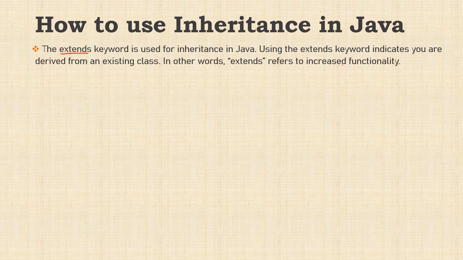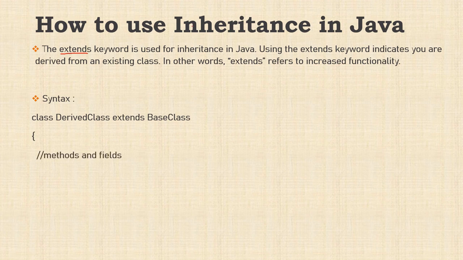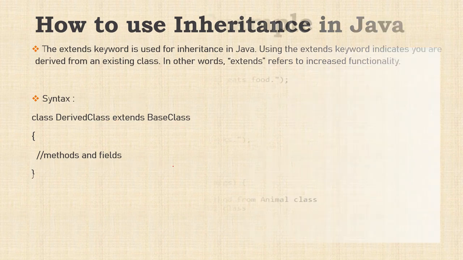So this is the syntax for how you do inheritance in Java. This is one derived class, and this is a class. We are extending the class properties with the extends keyword. This will be the keyword by which we can achieve inheritance. Inside, we can declare our own methods and fields. This will be the syntax of inheritance.